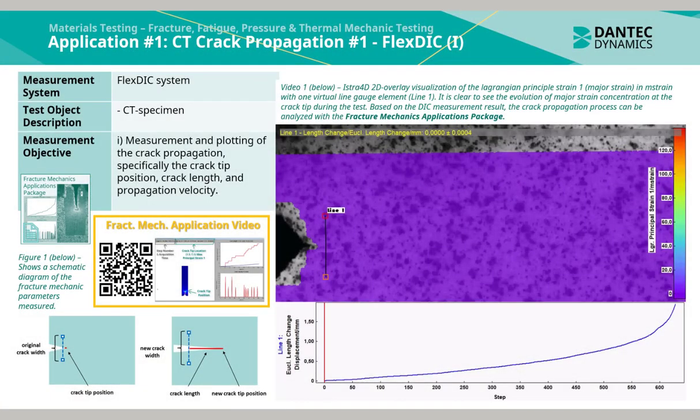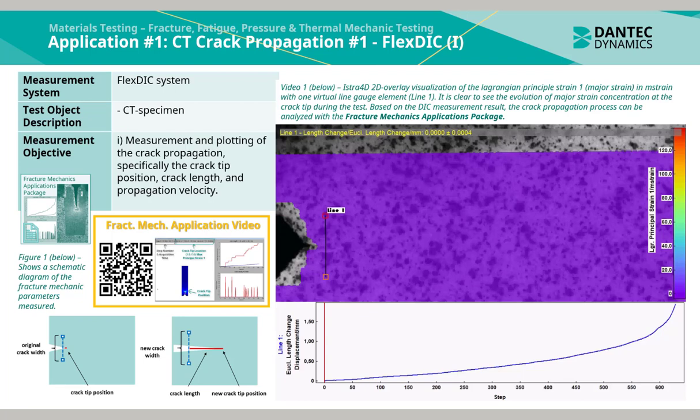Application 1 is a CT crack propagation test measured using the FlexDIC system. The measurement objective is to measure and plot the crack propagation, specifically the crack tip position, crack velocity, and propagation velocity. Users can scan the QR code to watch the fracture mechanic application video.